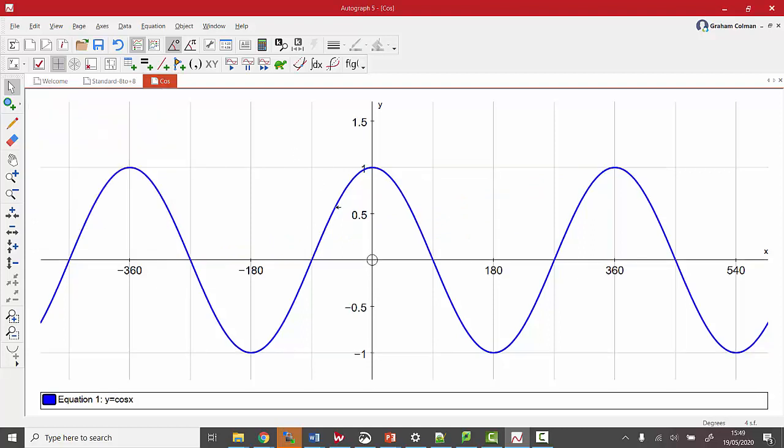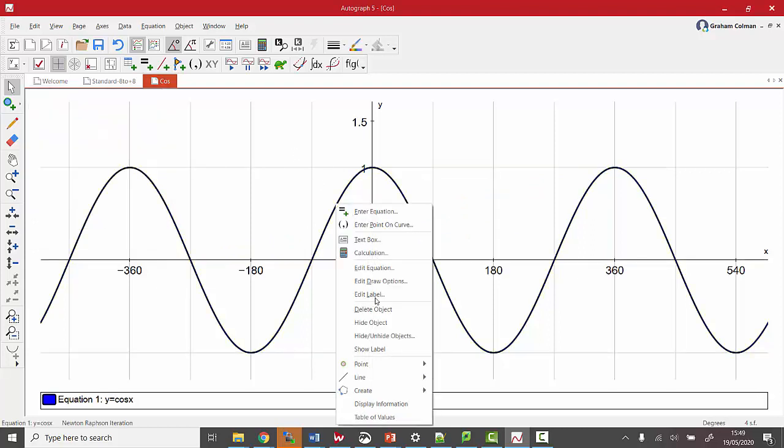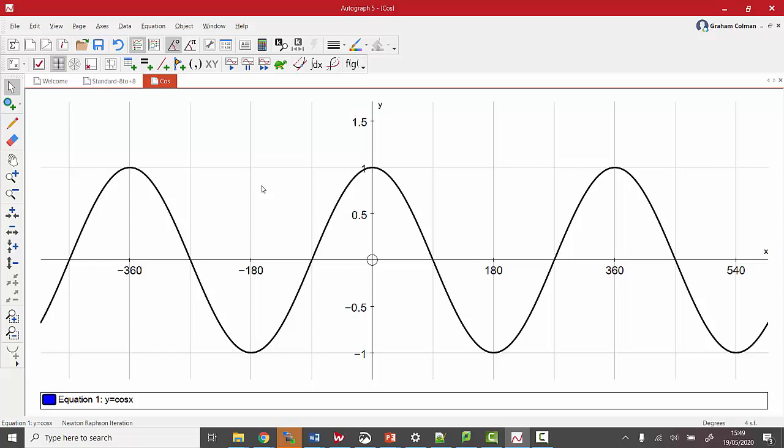You may have also spotted, as I click through there, there's other things you can create, such as Maclaurin series, such as bisection iterations and so on. I won't do those now, I'll let you explore those for yourself. So what we've seen here is how you can use Autograph to demonstrate iterations and the Newton-Raphson iterations in the classroom.